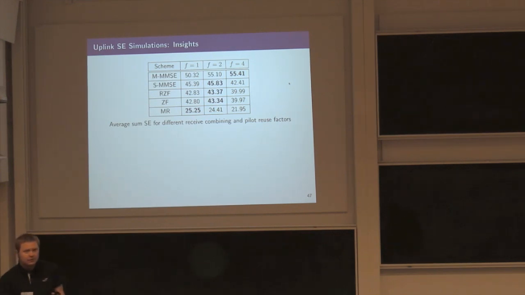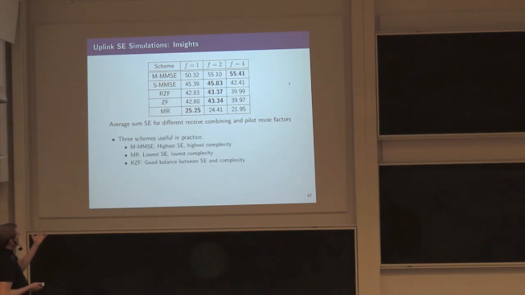If you increase the pilot reuse factor, you can get a better estimate of a user within the cell, but you also consume more of your resources to do that. That doesn't pay off because you already have quite good estimates of the users in the cell. It is the interference that limits you, nothing else.